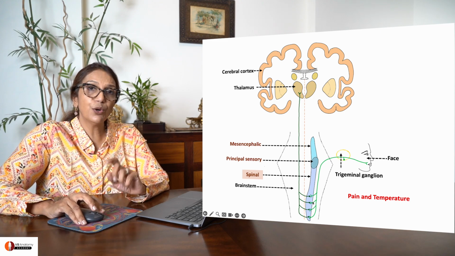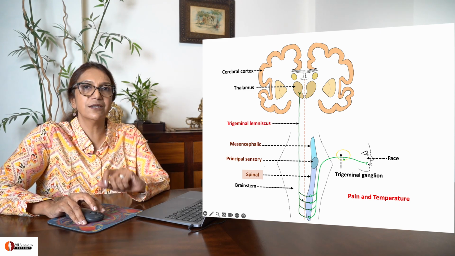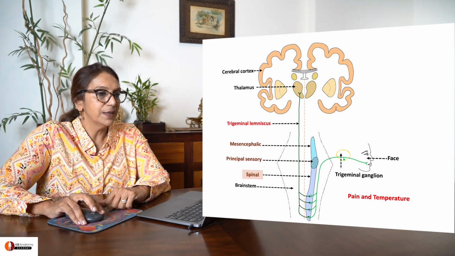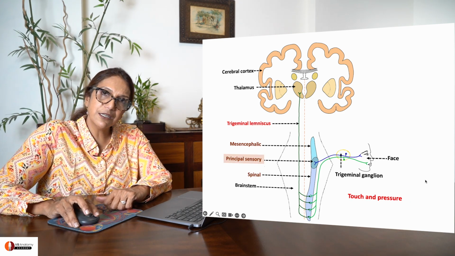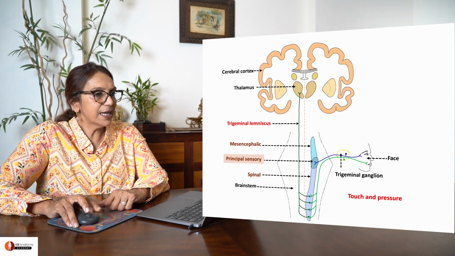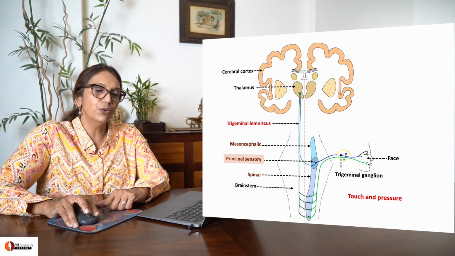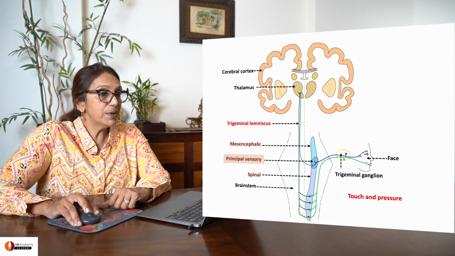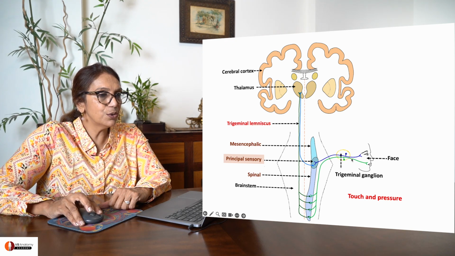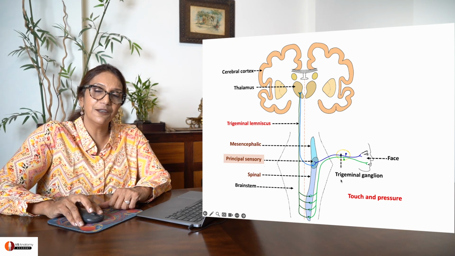Second order neuron crosses midline, ascending upwards as the trigeminal lemniscus. Similarly, touch pressure is carried to the principal sensory nucleus of trigeminal nerve. Second order neurons carry it up to the thalamus through the trigeminal lemniscus. Remember, in both these cases, first order neuron lies in the trigeminal ganglion.